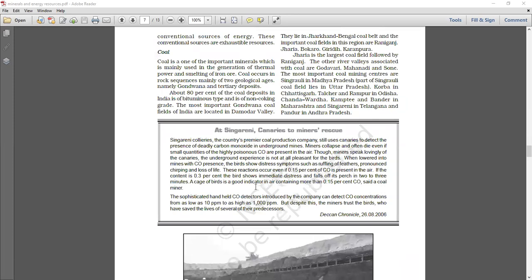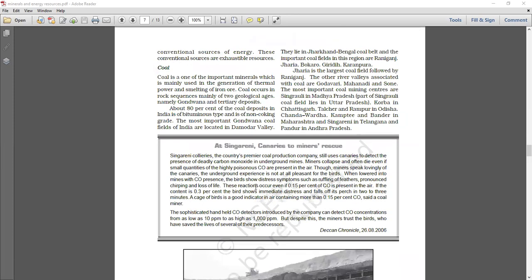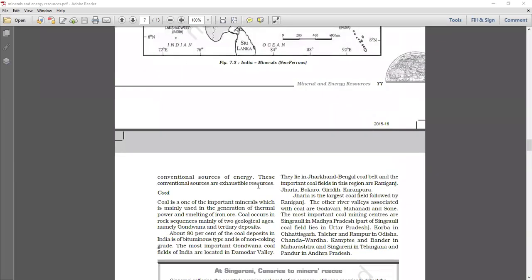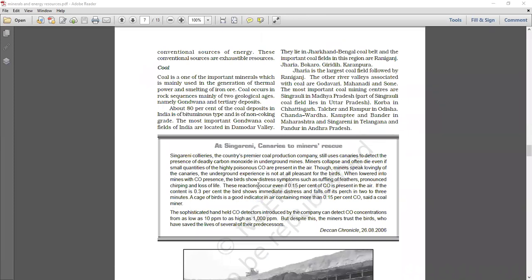Now the next thing, that is conventional energy resources. हम पढ़ रहे हैं conventional energy resources, those energy resources which are being used since a long time. एक long time period से जिस energy resources का use हो रहा है, that are conventional energy resources. और these conventional energy resources are exhaustible resources, exhaustible, deplete हो जाएगी एक टाइम के बाद, जो खत्म हो जाएगी. These are conventional exhaustible resources.